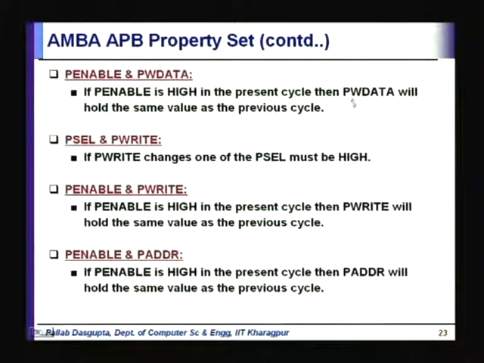In some cases like this, where you want to say that PW data will hold the same value as the previous cycle, you may need local variables, because you need to save PW data in one X, and then in the next cycle you say that the PW data in the next cycle is equal to that X. So try writing this out.